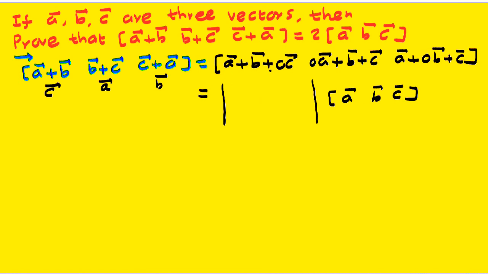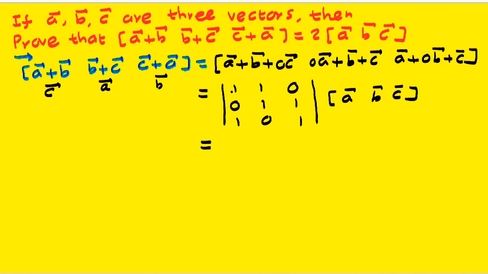Now, this is the expression of row 1. Coefficient of A vector is 1, coefficient of B vector is 1 and coefficient of C vector is 0. And this is the expression of the second row. Coefficient of A vector is 0, B vector is 1 and C vector is 1. This is the expression of the third row. Coefficient of A vector is 1, B vector is 0 and C vector is 1.